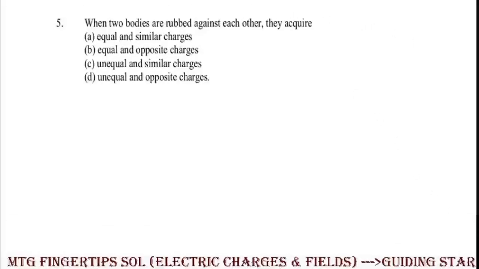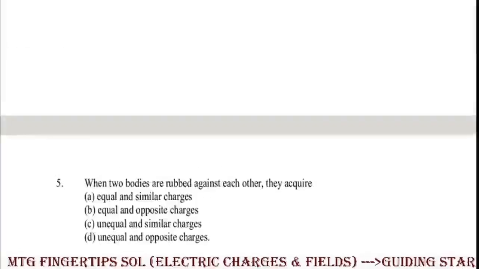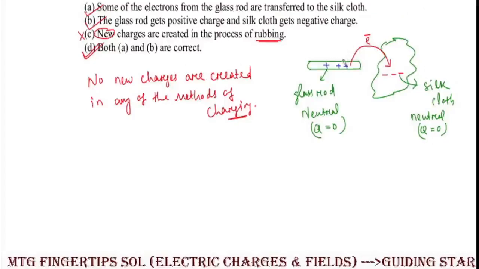Moving to question number 5. It says, when two bodies are rubbed against each other they acquire... Just as we discussed in the previous case, if we rub a glass rod with a silk cloth, electrons are transferred. Suppose 3 electrons are transferred, then the charge is 3 × 1.6 × 10^-19 coulomb, that means 4.8 × 10^-19 coulomb. Clear? That is how much charge will be acquired by the glass rod.